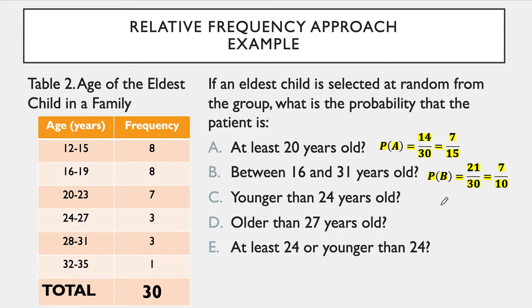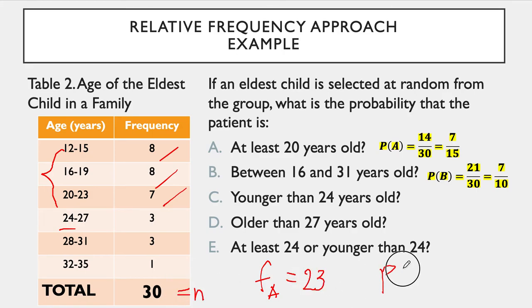For letter C, younger than 24. Younger than 24, 24 is here. Younger than 24 are the numbers less than 24. We have here 8 plus 8 is 16, 16 plus 7 is going to give us 23. So your F sub A is 23. This is your n here. And your probability of C then is equal to 23 over 30. There you go.